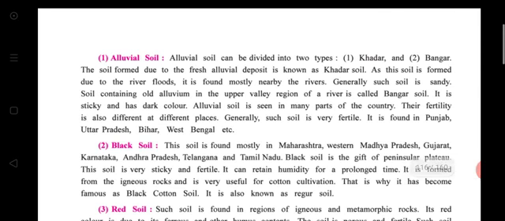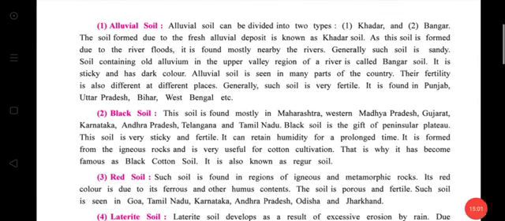So now we start the detailed explanation of soil. First one is alluvial soil. It can be divided into two types, khadar and bangar. The soil formed due to fresh alluvial deposit is known as khadar. It is also formed due to river flood, and it is mostly found nearby the rivers. Generally, such soil is sandy. And the soil containing old alluvial in the upper valley region of a river is called bangar.